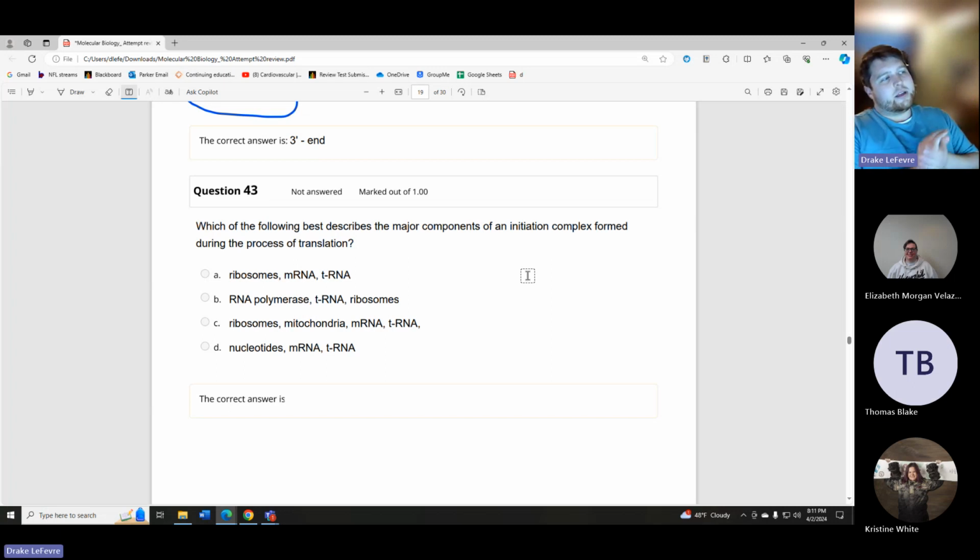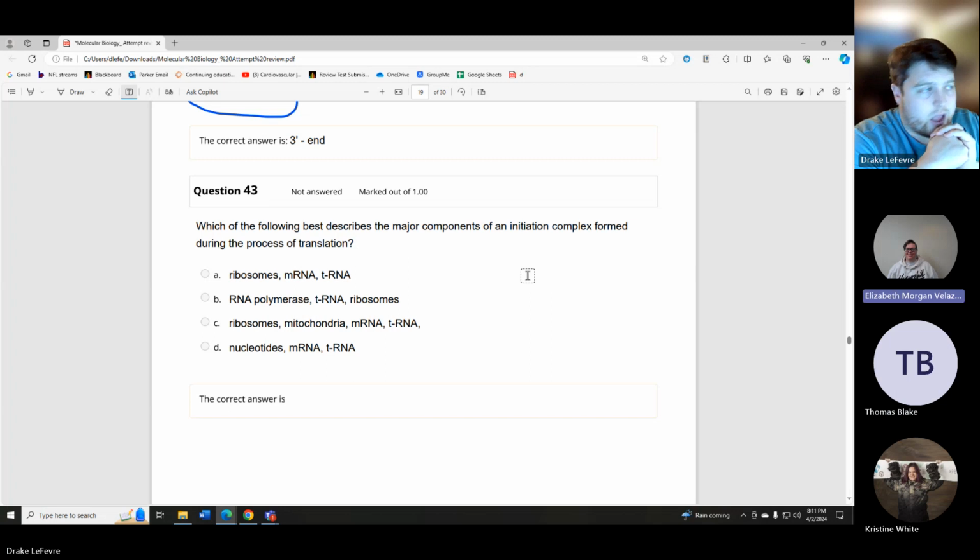Which of the following best describes the major components of an initiation complex formed during the process of translation? Ribosomes. A lot of big words. Try again. mRNA and tRNA.